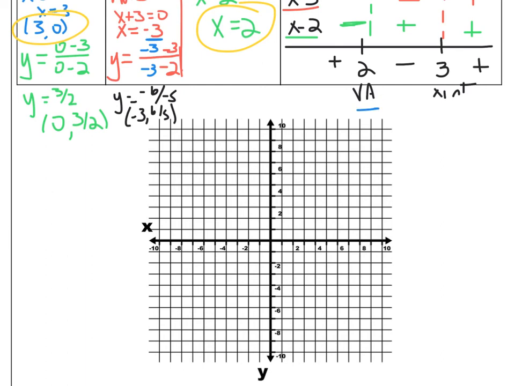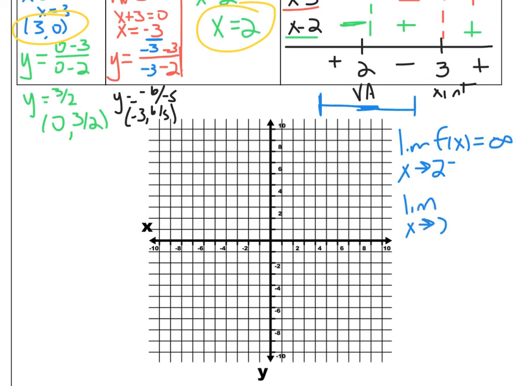Let's write our vertical asymptote limit analysis. So we'll look at where my vertical asymptote is. We're going to look immediately left and right of that. So the limit as x approaches 2 from the left is going to positive infinity. The limit as x approaches 2 from the right is positive infinity. All right, so let's start drawing stuff.